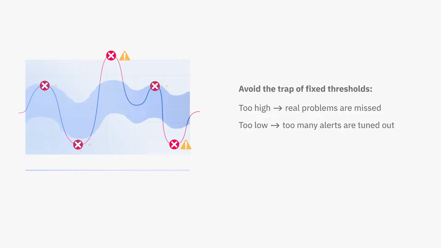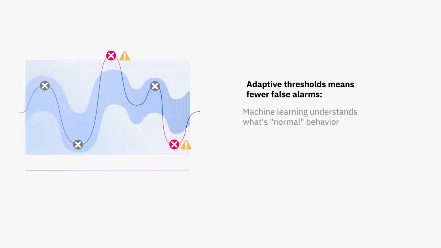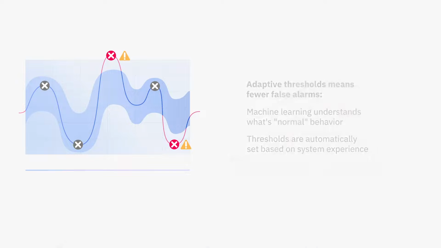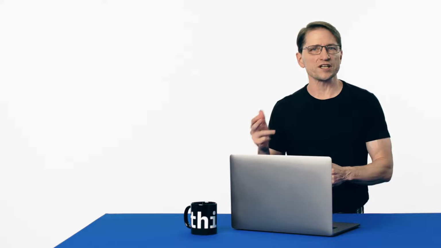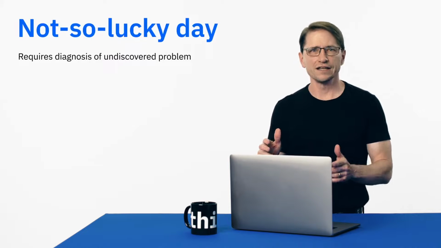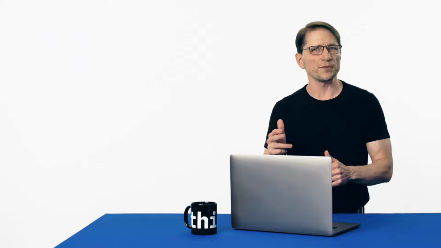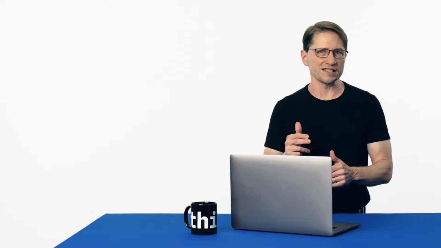Instead, Cloud Pak for Watson AIOps uses machine learning to understand what's normal behavior for key performance metrics and automatically sets adaptive thresholds based on actual system experience. Now let's look at how Cloud Pak for Watson AIOps helps you with your not-so-lucky day. It's later in the week and you're handling another incident. This time it's a claims app and users are reporting really bad response times.